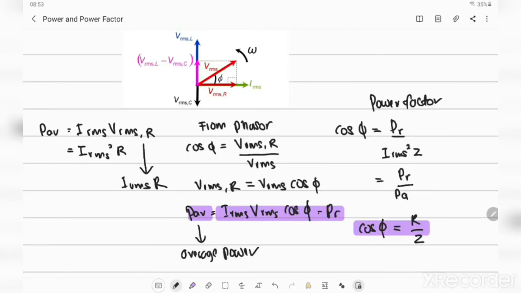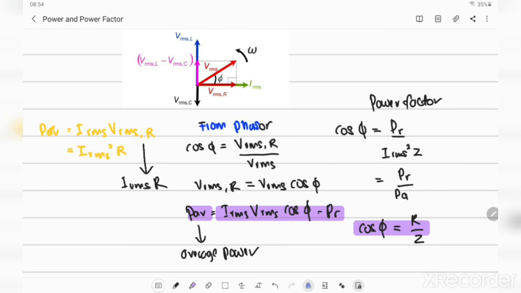In an AC circuit in which there is a resistor, inductor, and capacitor, the average power is equal to the power dissipated only in the resistor, right? So we have the average power equal to I RMS times V RMS across the resistor. And then we know that V RMS is equal to I RMS multiplied by R, so we get I RMS squared R.